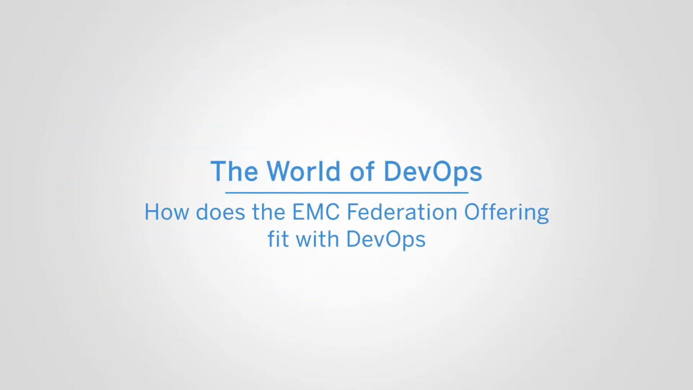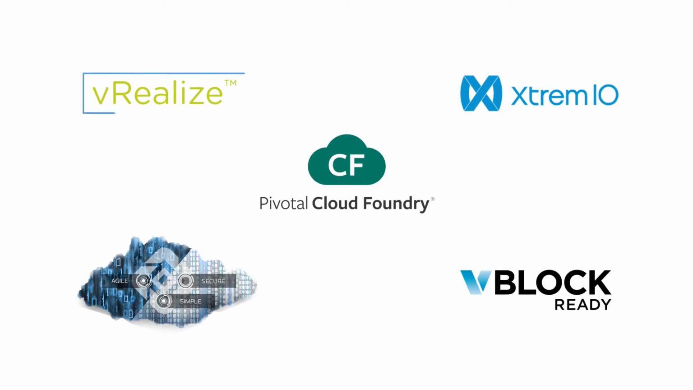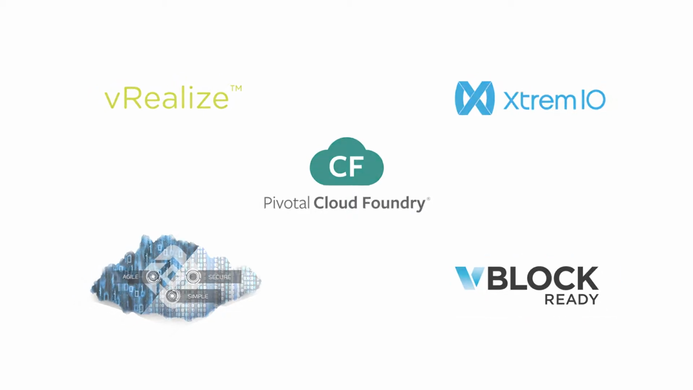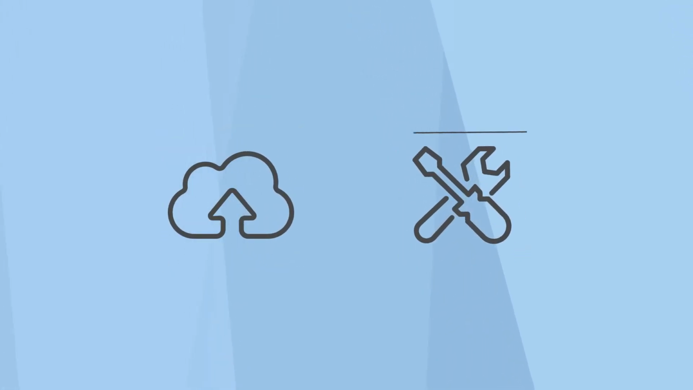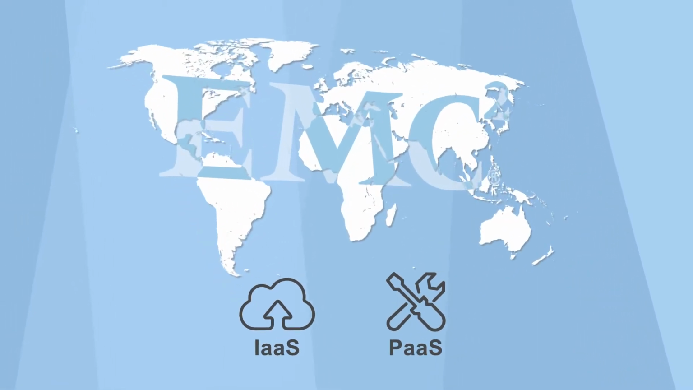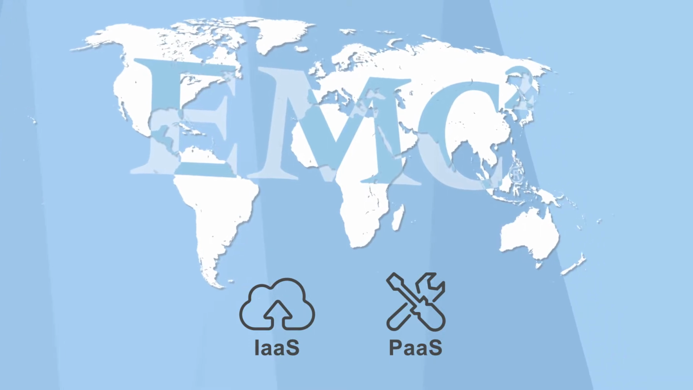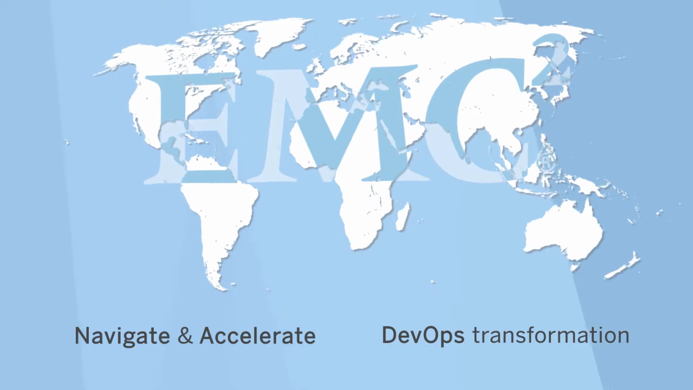The EMC Federation is well positioned to help our customer with their DevOps transformation. Our best-of-breed technology solutions like vRealize, Cloud Foundry, Extreme IO, Enterprise Hybrid Cloud and vBlock provide the agile infrastructure and management and orchestration layers that are foundational to DevOps toolchains. Whether developing an IaaS or PaaS-based solution to support bimodal IT operations, our EMC Global Services team is expert at helping our customers navigate and accelerate their enterprise DevOps transformation.